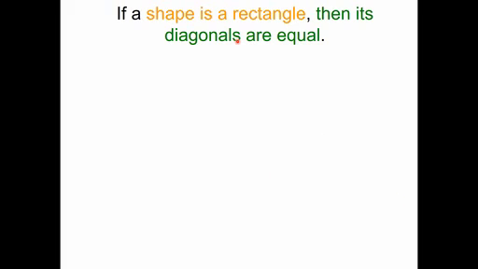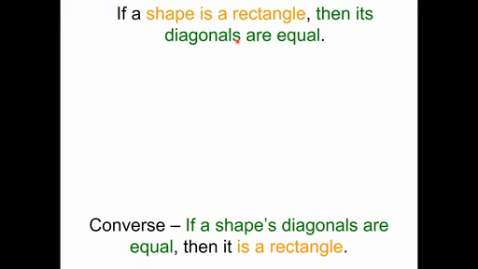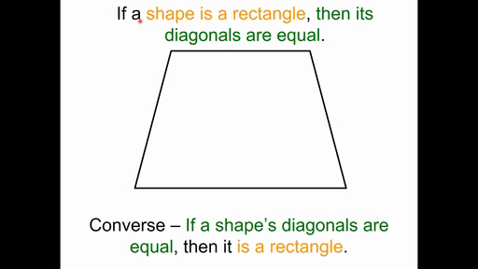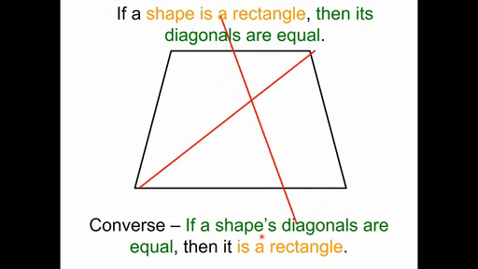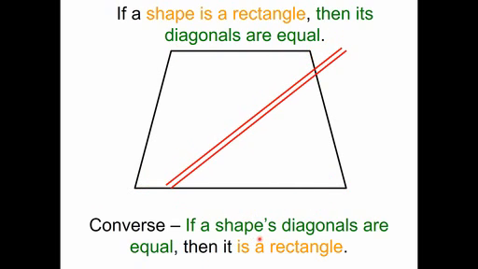I think I've got a picture here to show this one. You may not be ready for it, but if a shape is a rectangle, then its diagonals are equal. If a shape's diagonals are equal, then it is a rectangle. Well, here's what we call an isosceles trapezoid. And in this case, the diagonals are equal, but that certainly is not a rectangle. So here was a case where the original conditional statement and its converse, and the inverse, by the way, were not true.